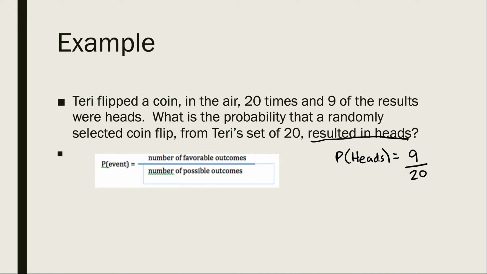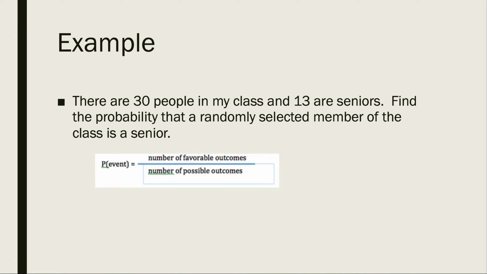Okay, another basic example just to see the formula. There are 30 people in my class and 13 are seniors. Find the probability that a randomly selected member of the class is a senior. So if I'm looking for the probability of a senior, the number of favorable outcomes will be 13 because there are 13 seniors, and that's what we're looking at. And then the number of possible outcomes, that will be the total number of people in the class. So 13 out of 30 would be the probability that we choose a senior.